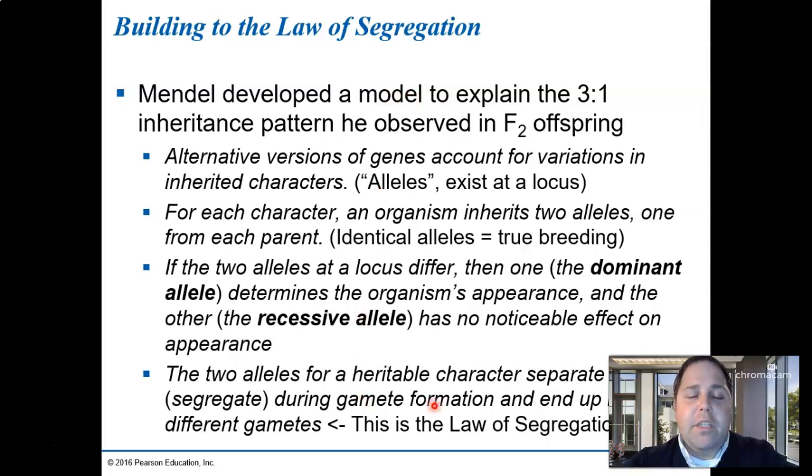And these 2 alleles for heritable characters separate during gamete formation. So that whole last chapter on meiosis basically set the stage for you to recognize that these characters separate during gamete formation and end up in separate gametes. This is actually the law of segregation. Purple and white will go their opposite directions and they'll end up in 2 different gametes.